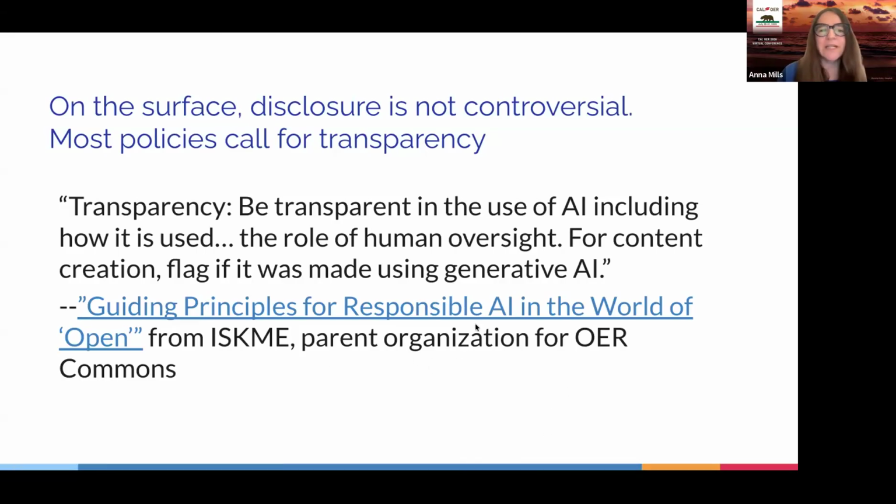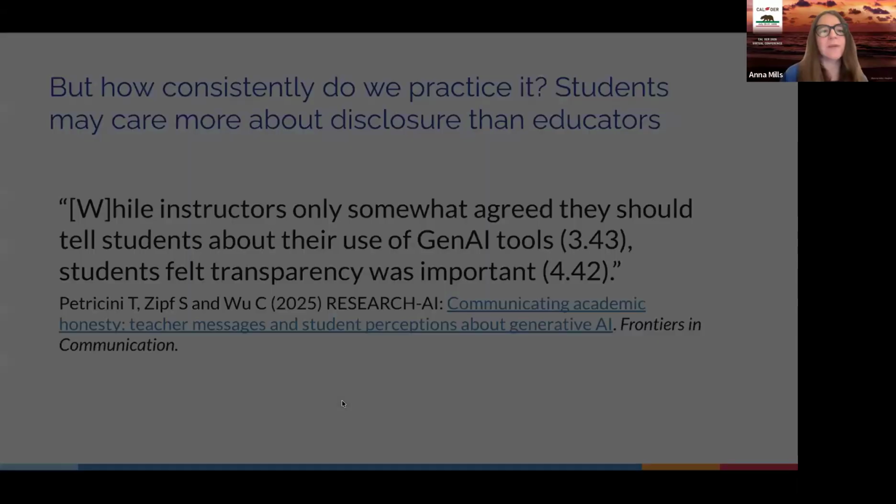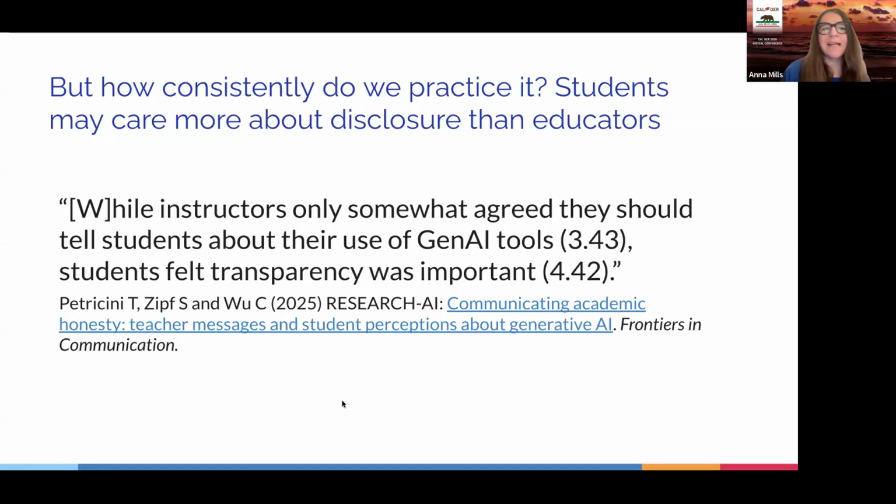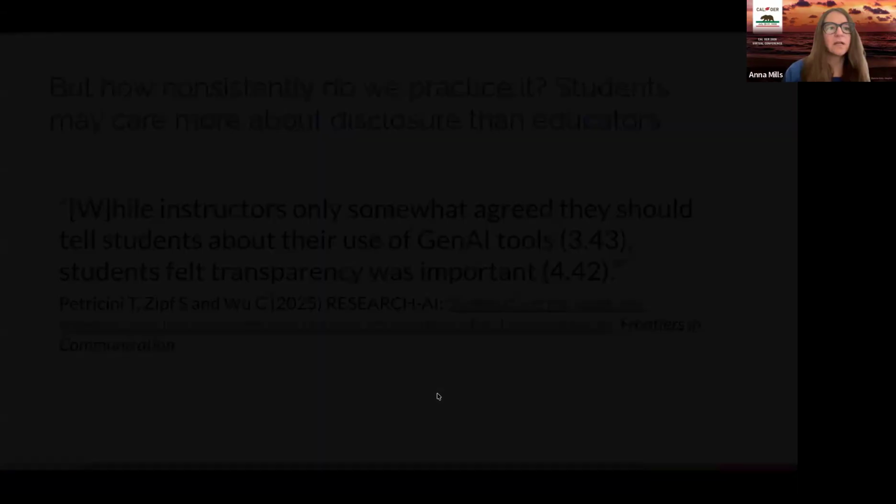The parent organization for OER Commons, and I think Sheena Campbell is putting a link to this in the chat, has put out guidance for responsible AI use that calls for transparency: flag if it was made with generative AI. But I think we should also watch this, because there is some research showing that even though we might speak to transparency, students are even more concerned than instructors about it. One study from Frontiers in Communication found in surveys that instructors somewhat agreed they should tell students about their use of Gen AI tools, but students felt definitively that transparency was important.